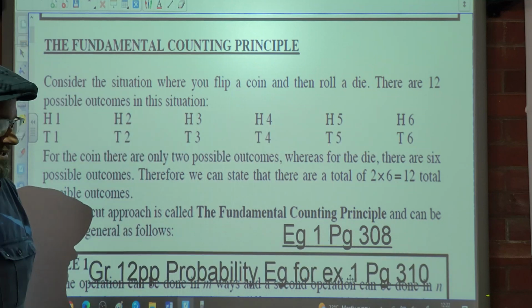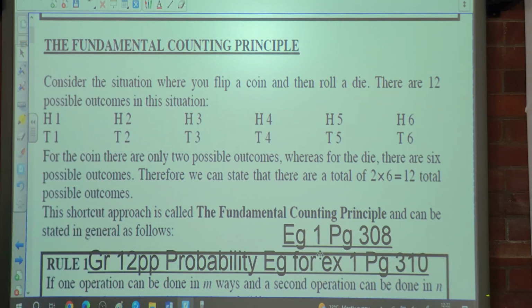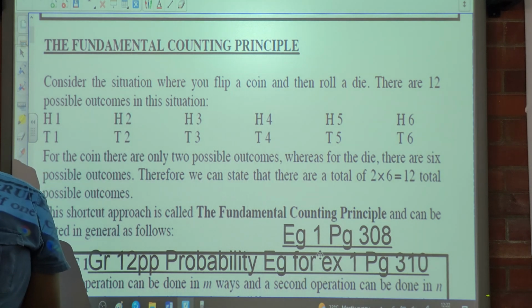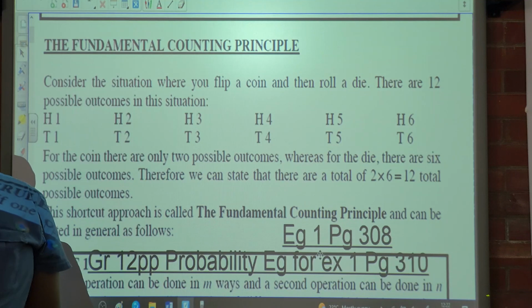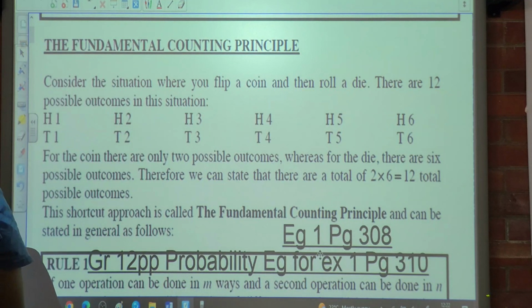Now in grade 11, we have done probability. We've done the Venn diagram. We've done the two-way contingency table, the two-way table. And we did the tree diagram. Okay, so that still stands. Okay, and then we add the fundamental counting principle to that.